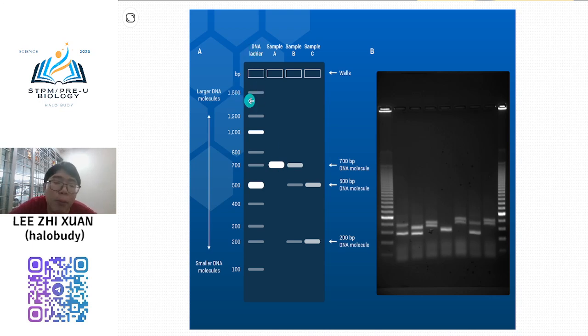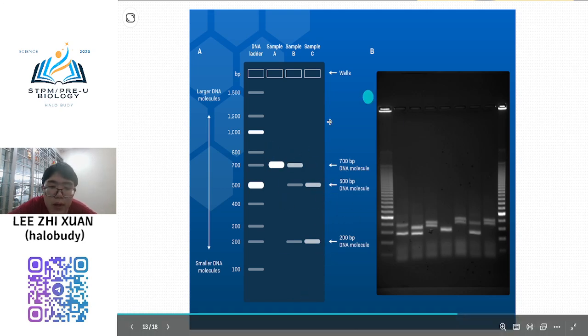The DNA ladder will provide you with known sizes, so you already know this band is 100, this is 1,500, and this one is 700. So you can know that sample A is 700. And sample B, there are 3 bands, right? You can see there are 3 bands, so there are 3 different sizes: 700, 500, and 200. You can see it here. So that's all.